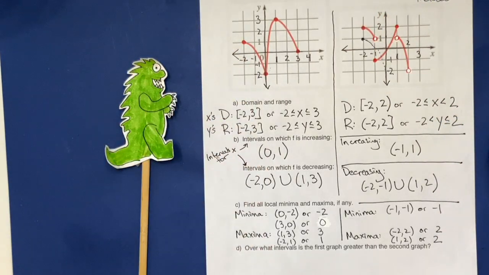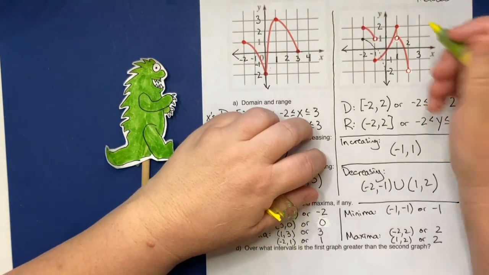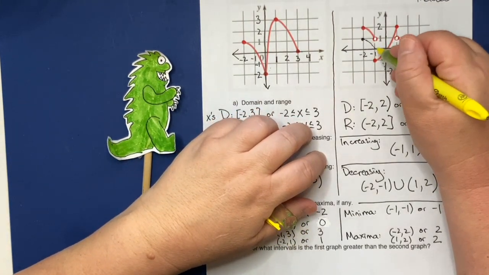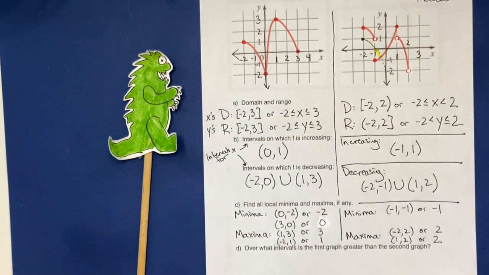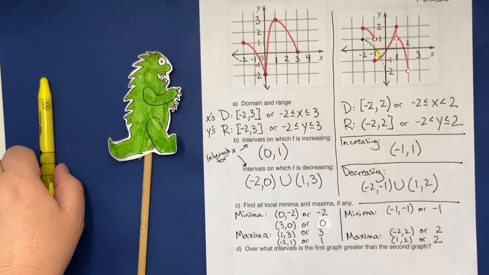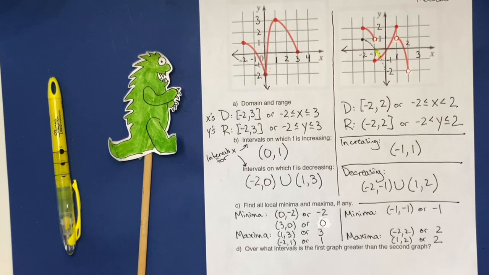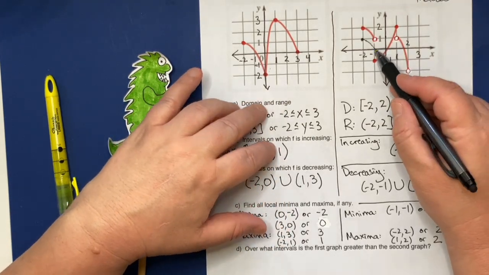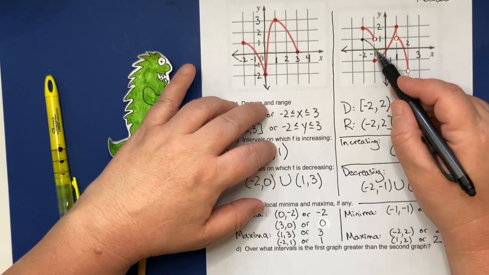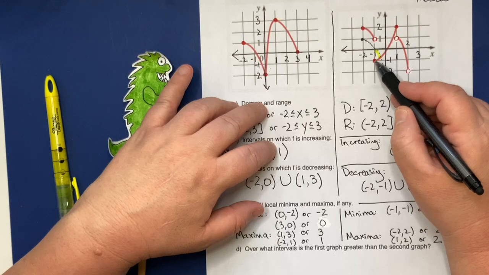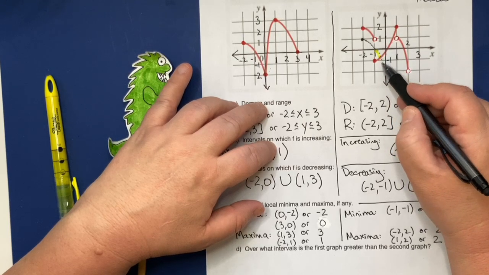I think there's a little portion, and I don't have my yellow, there we go. I think there's a little portion right here where the first graph is greater than the second graph. It's a little hard to read, but I think it is right here. So it's right there because the second graph jumps down and the first graph is just sliding down.